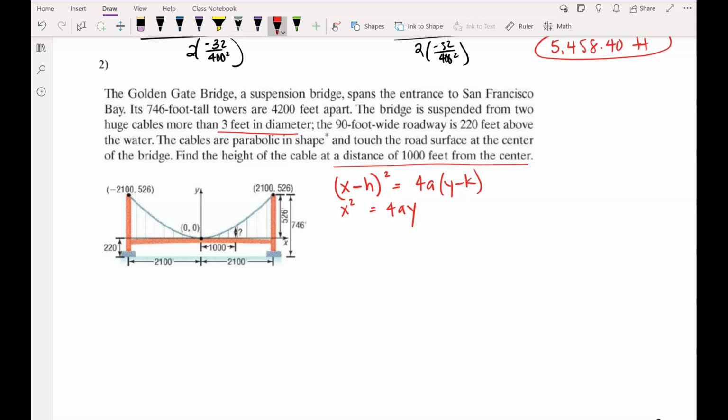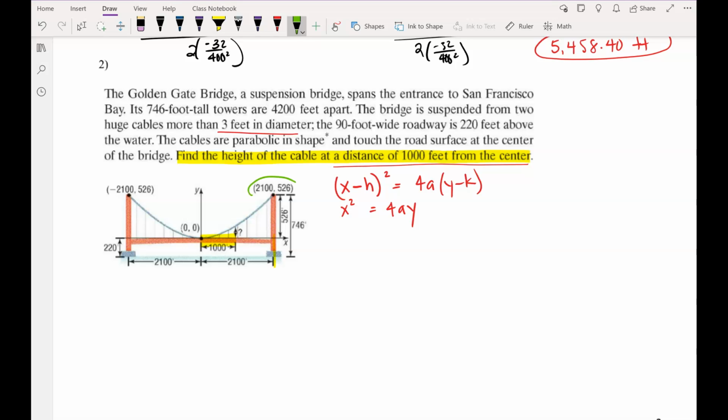Now, this one, I'm going to show you 2 different equations. And the reason is, the question says here, find the height of the cable at a distance 1,000 feet from the center. Now, it doesn't really say 1,000 feet from the center on the bridge or the height from the water. So that's why I'm going to give you both answers and I will accept both. So the first one is, I'm just going to go when it is above the bridge. And then the second one is when above the water, okay? So x squared equals 4a times y.